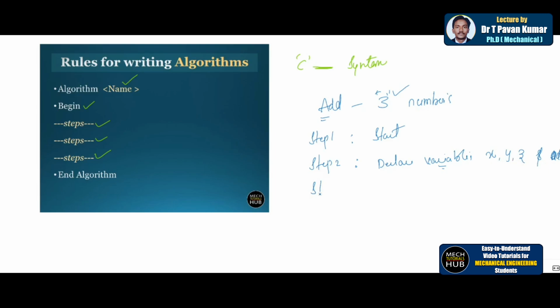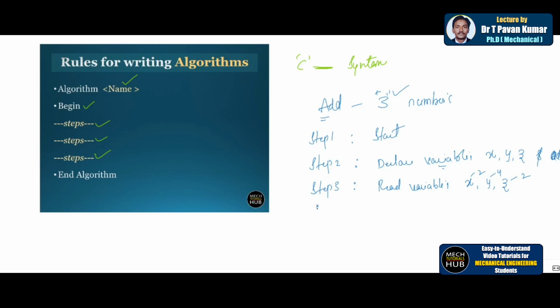And in step 3, after declaration, you have to read those variables. What are the variables? I just need to read x, y and z. All 3 I need to read. Maybe x is equal to 2, y is equal to 4, z is equal to 2 again. So x, y, z are the variables, and these 2, 4, 2 are the numbers allotted for those x, y and z.